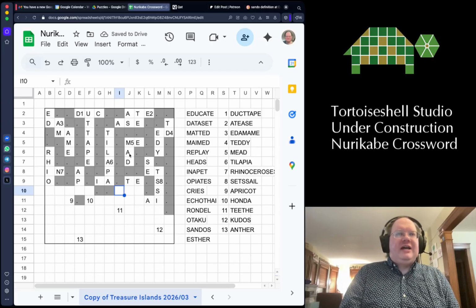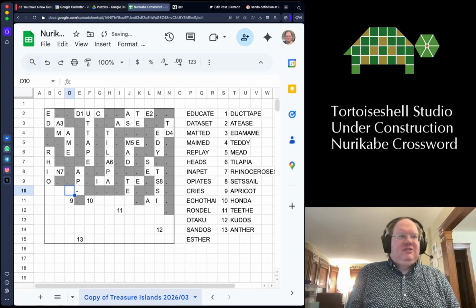This is the only way out from the upper right corner, so that must be filled in. In order for this part to get out, it has to go like this. Cries, so this has to be the E. We need the RI. So this is connected to that, which means that this must be empty.